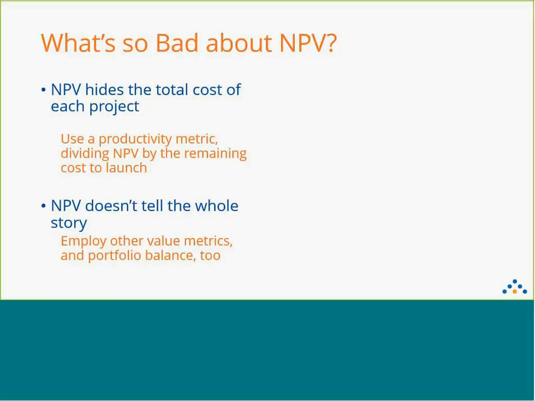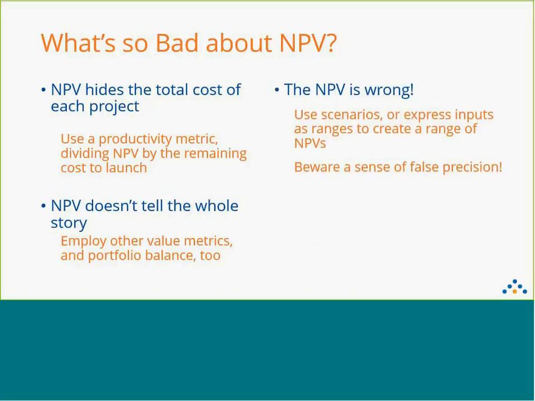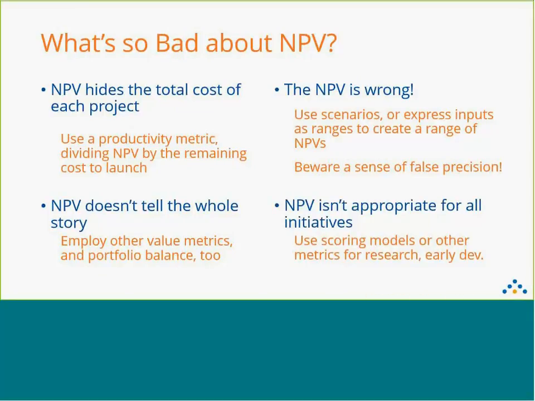Also, we totally agree that NPV doesn't tell the whole story. It's important to employ other value metrics and think about portfolio balance as well. And the NPV is wrong. It's a point estimate, and even if it's a range, it's likely to be wrong. So it's important to keep a healthy sense of skepticism around false precision and the idea that this number is exact. And then also, most importantly, it's not appropriate for your early stage compounds or for pure research ideas where the product segment or the customer segment or the pricing hasn't been identified.